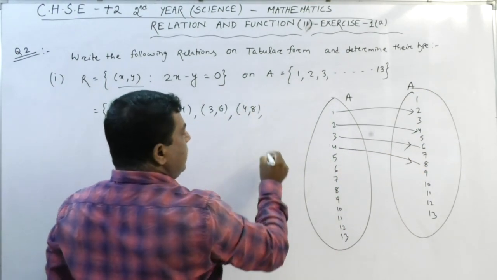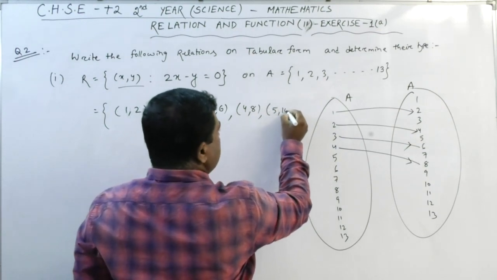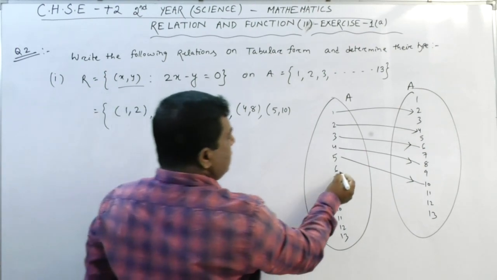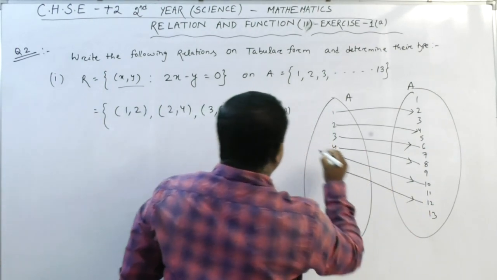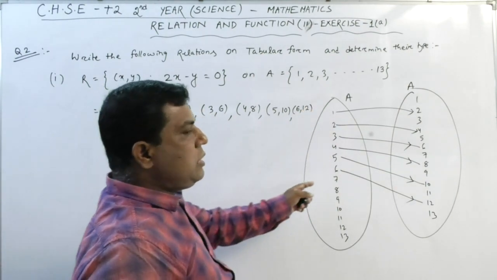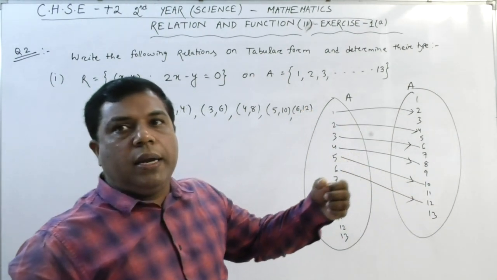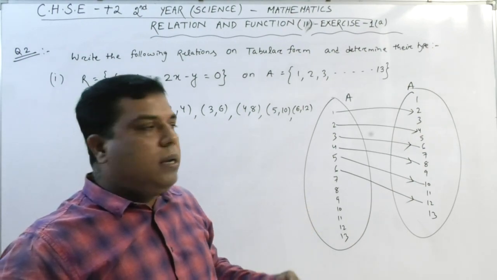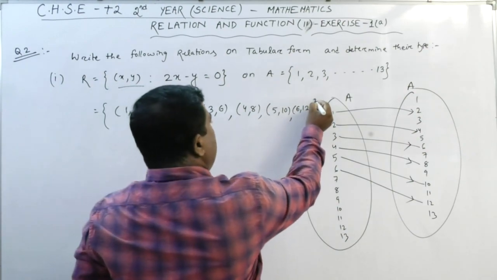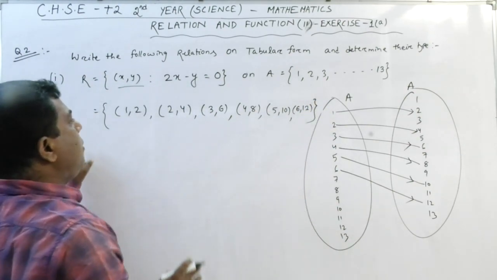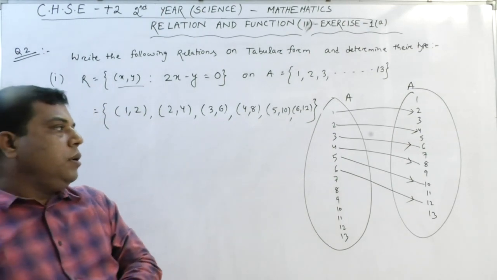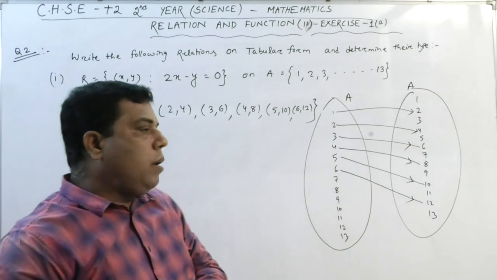Then for 5, what do I get? 5, 10. As 5 is going to be connected with 10. Next for 6, I am getting 12. So I get the ordered pair 6, 12. Okay. And for 7 we are finding the value of y is 14, which is not present in A. So that's it, and we can write up to 6, 12. No further connection can be done. No suitable ordered pair can be found.